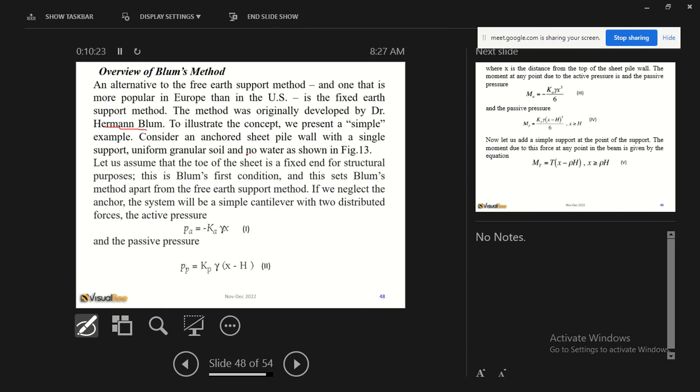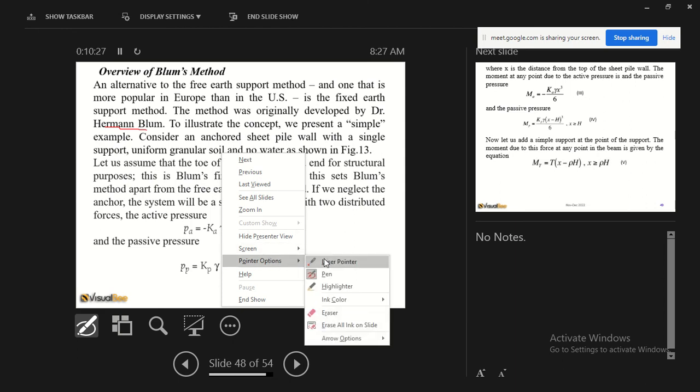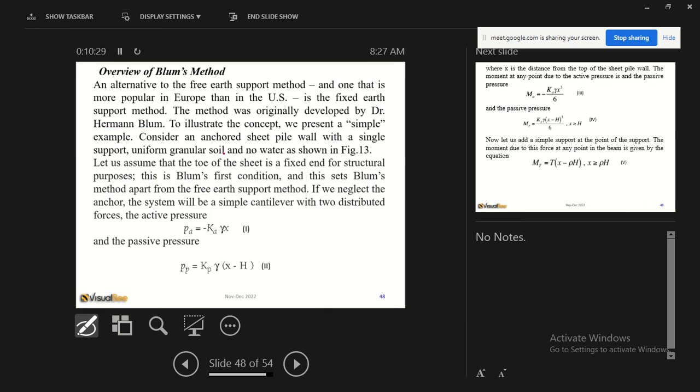So consider an anchored sheet pile wall with a single support, uniform granular soil, and no water as shown. Here we even assume there's no water in an effort to make it even simpler. Let us assume the toe of the sheet is fixed, and for structural purposes, this is Blum's first condition, and this sets Blum's method apart from the free earth method.